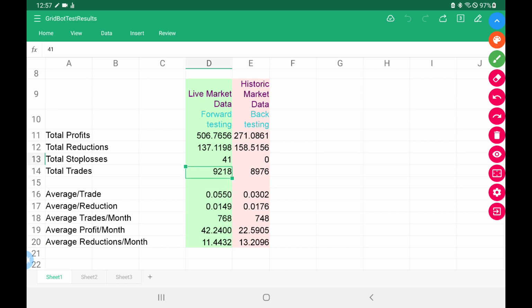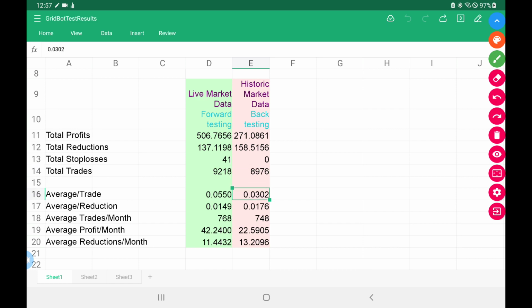For the historical market data, my total profits were roughly $271. My total reductions were roughly $158. No stop losses were recorded in the backtest. I took 8,976 trades, roughly a difference of 300 trades.